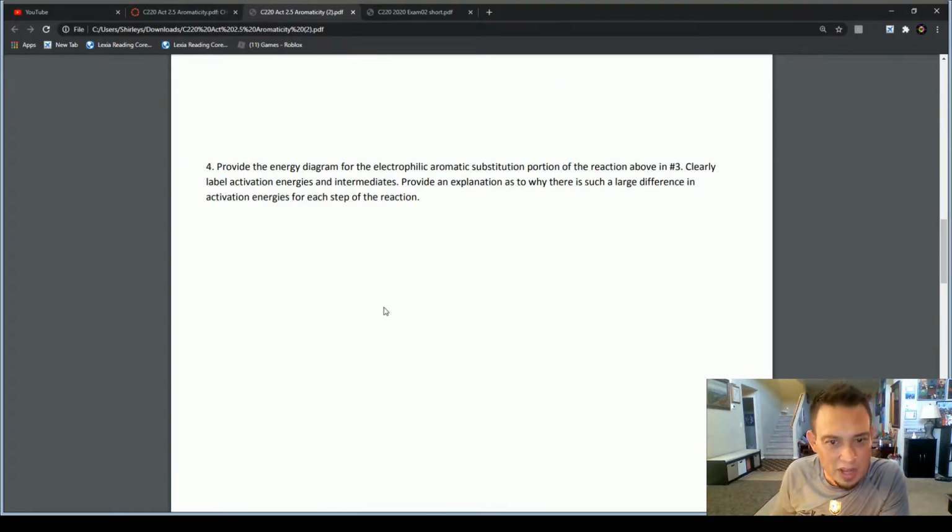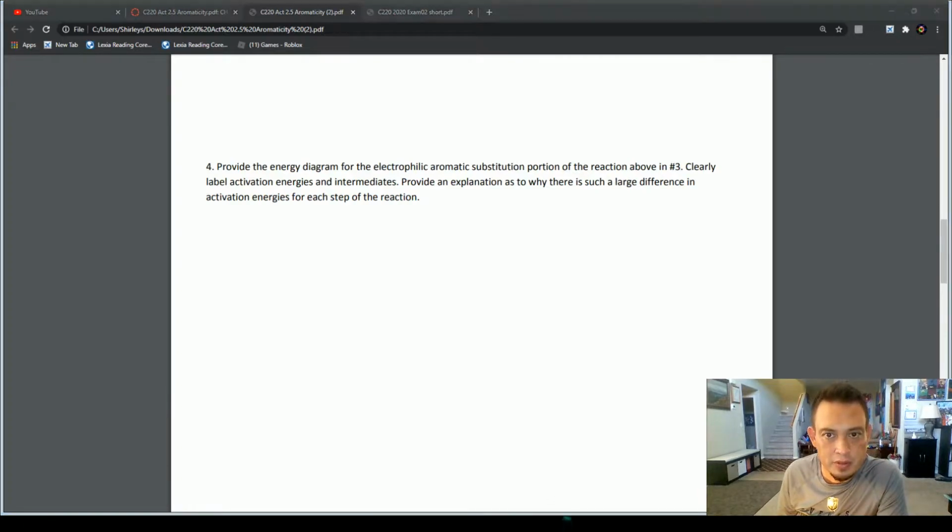The next one here, though, I did want to quickly do. It says to provide the energy diagram for the EAS portion of number 3. Clearly label activation energies, intermediates, and so on. It's technically a 2-step mechanism, so it's going to look just like your E1 did, or SN1, the unimolecular one. You have the formation of the carbocation, which in this case is the arenium ion, and then you have it going down to the product here.